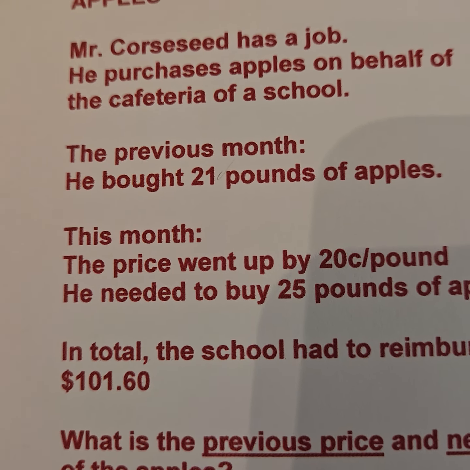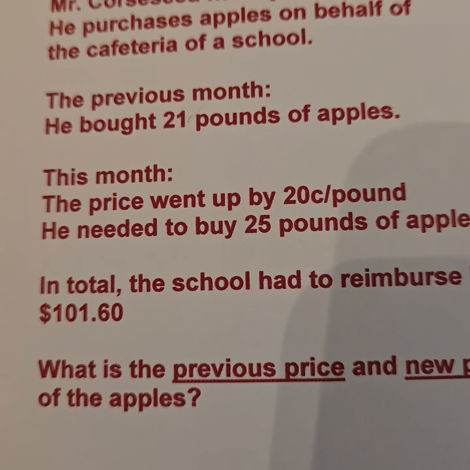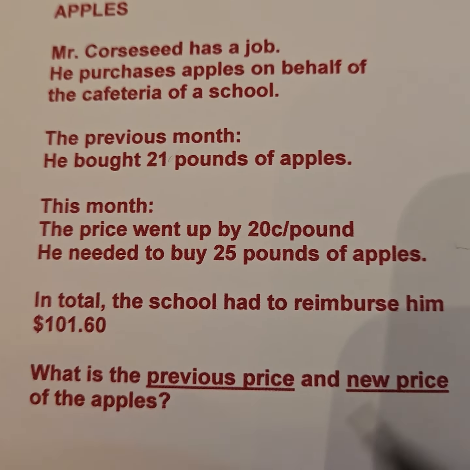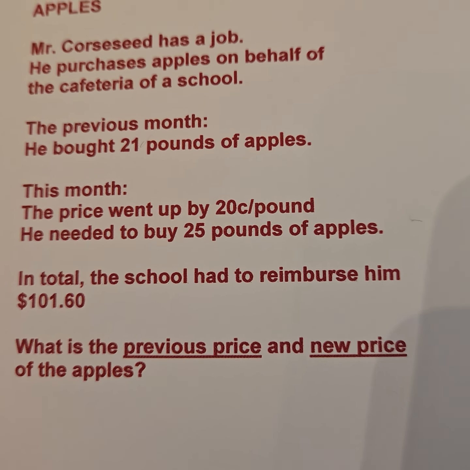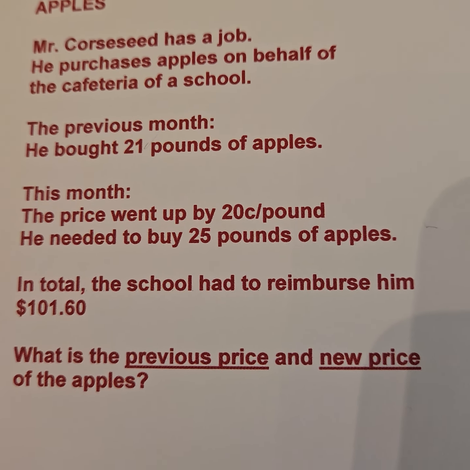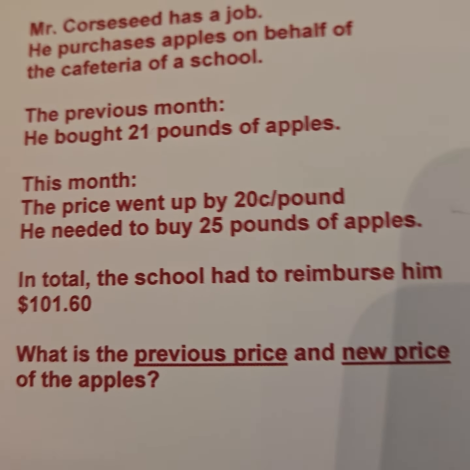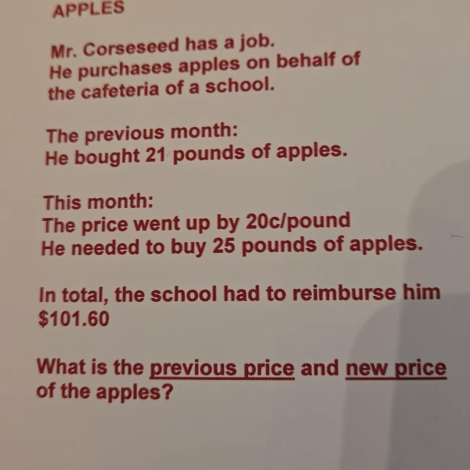The previous month, he bought 21 pounds of apples. This month, the price went up by 20 cents per pound, and he needed to buy 25 pounds of apples. In total, the school had to reimburse him $101.60 for the 2 months. What is the previous price and the new price of the apples?